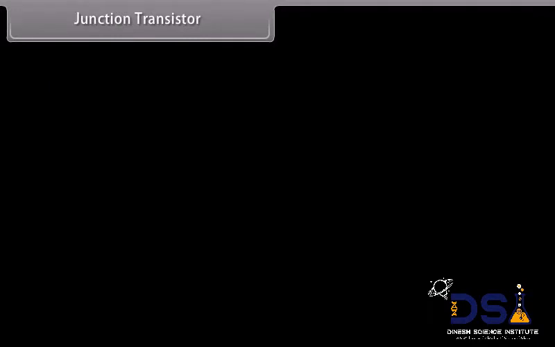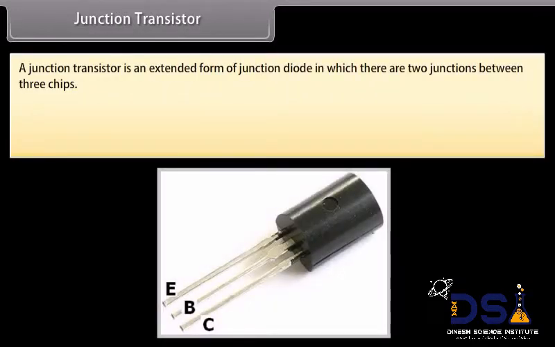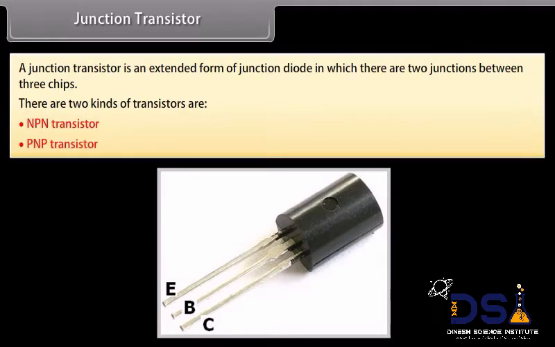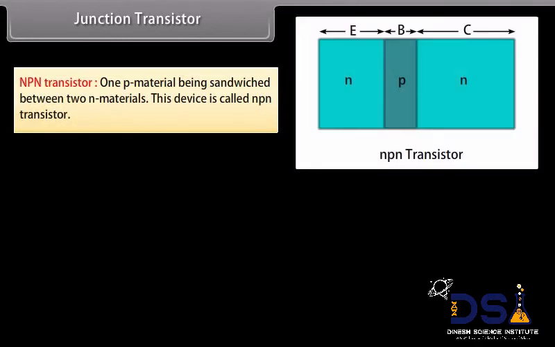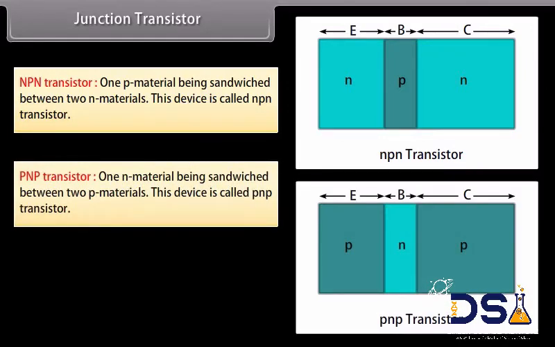Junction transistor. A junction transistor is an extended form of junction diode in which there are two junctions between three chips. The two kinds of transistors are NPN transistor and PNP transistor. In an NPN transistor, one P material is sandwiched between two N materials. This device is called an NPN transistor. In a PNP transistor, one N material is sandwiched between two P materials. This device is called a PNP transistor.